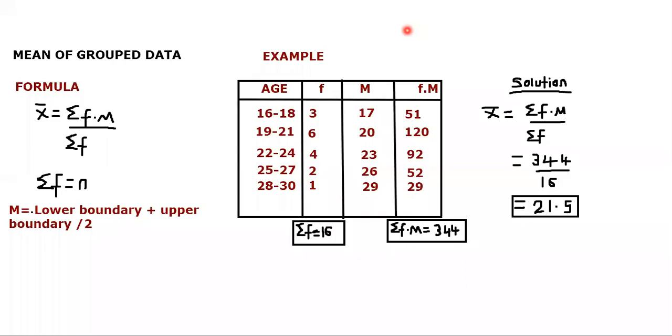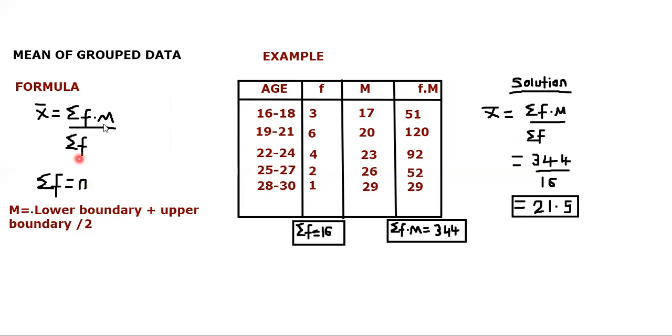In today's lesson, we are going to look at the mean of grouped data, okay? The mean of grouped data. So the formula is X bar is given by the summation of the frequency times the midpoint divided by the summation of what? The frequency, okay? Where the summation of the frequency itself is the total number of observations represented by N, okay?